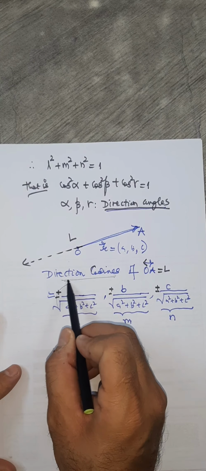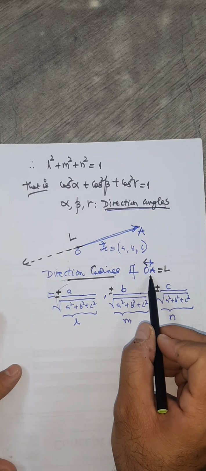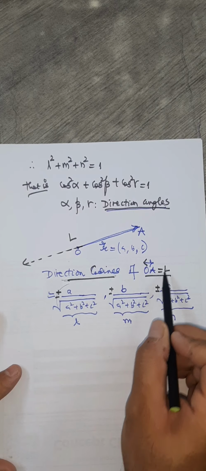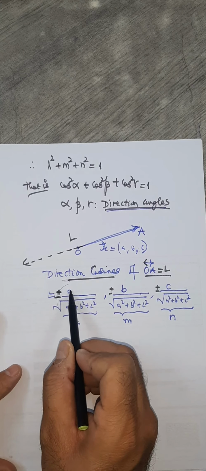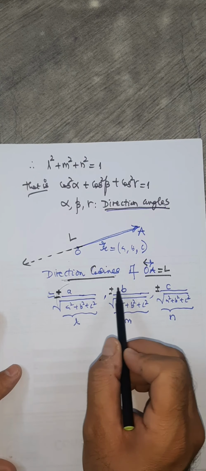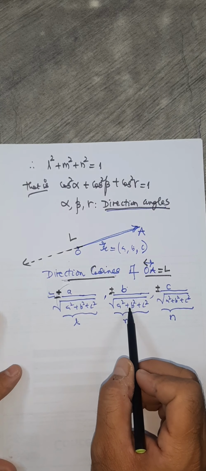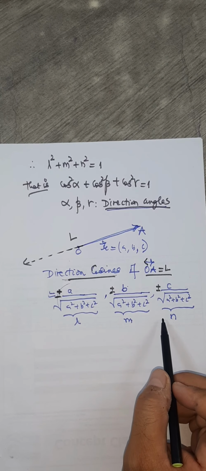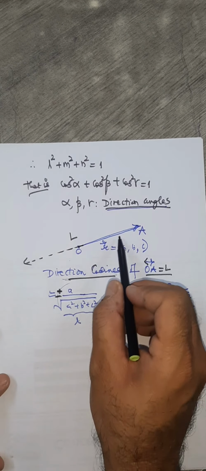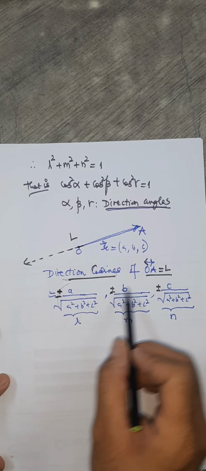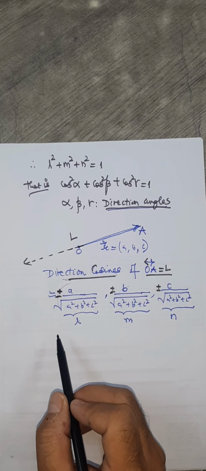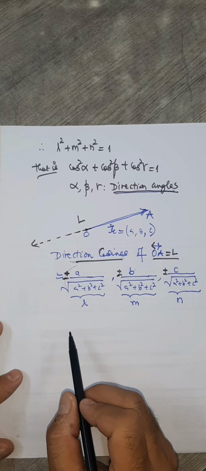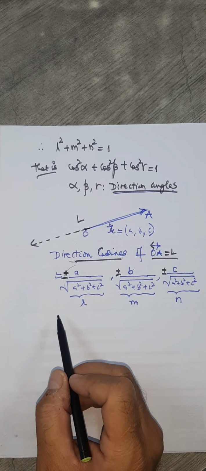So direction cosines of this vector OA, that is nothing but the line L, which is given by plus or minus this upon its magnitude, plus or minus second component upon its magnitude, and plus or minus c upon its magnitude, remember. So in case of entire line, you may have plus or minus. For vectors, you had, as I mentioned, just one direction. That's one thing. So this way we define the direction cosines for a line with plus or minus sign.